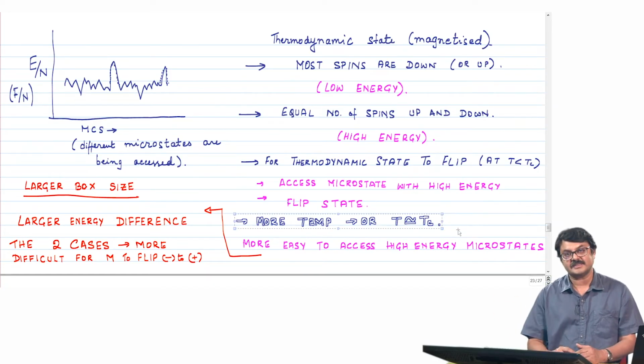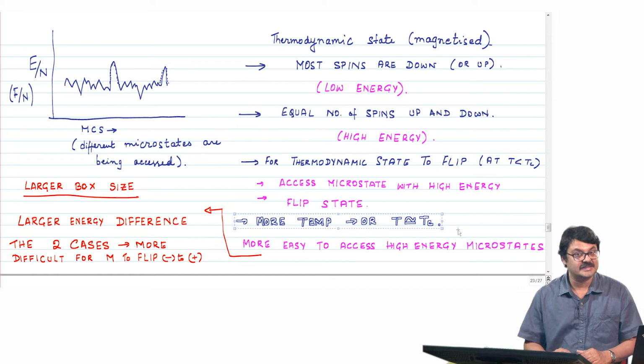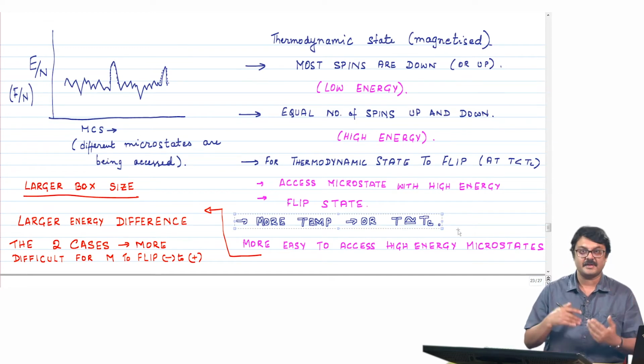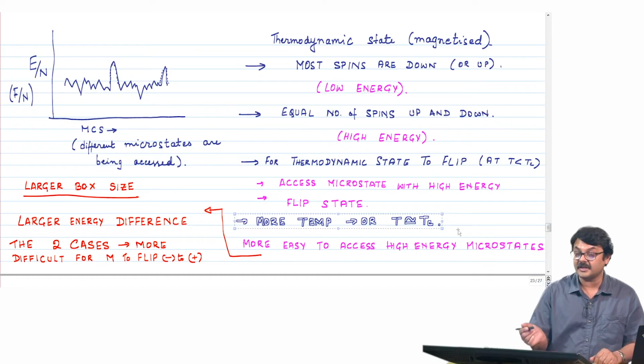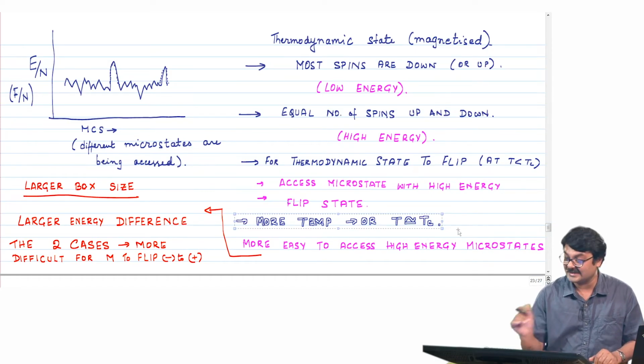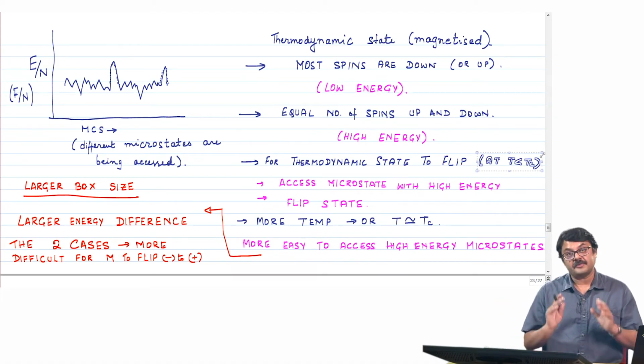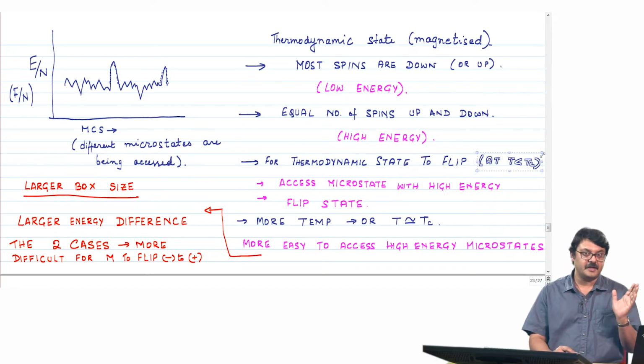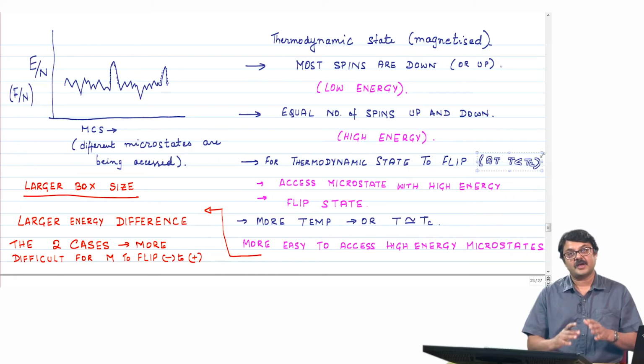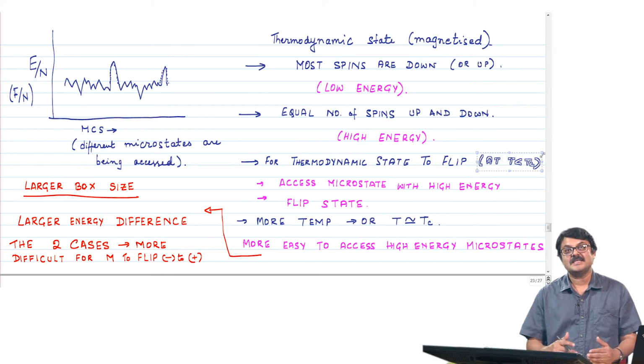Of course, above the transition temperature, the average magnetic state of the system is that on average half of the spins are up and half are down. Here we are talking about the system when the temperature is less than Tc. Moreover, if you have a larger box size, while we were plotting the data, we were plotting energy per spin or magnetization per spin. But if you have a larger box size, the average energy of the entire system at T less than Tc is much lower compared to a smaller box size.